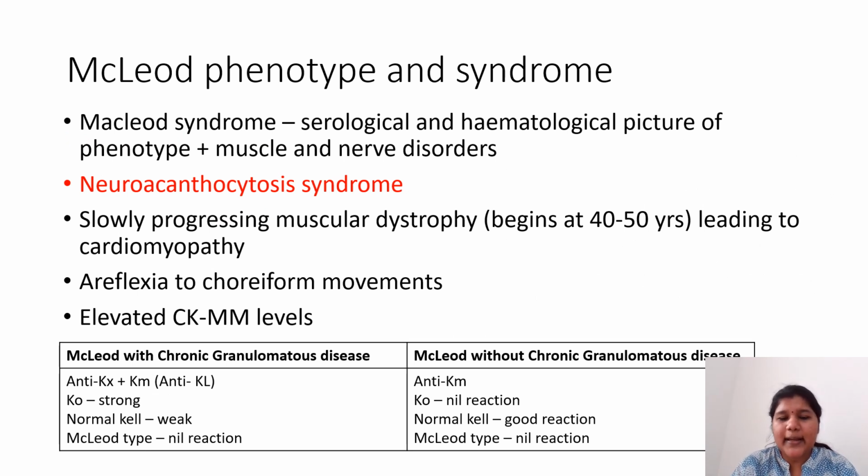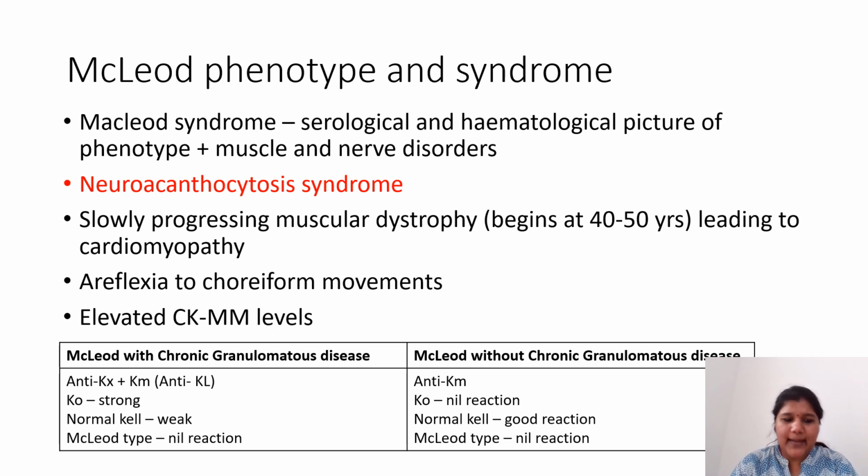In the McLeod syndrome, there are serological and hematological features of the phenotype, along with muscle and nerve disorders. Therefore, this is called the neuroacanthocytosis syndrome. Slowly progressive muscular dystrophy will be present beginning at the age of 40 to 50 years, leading to cardiomyopathy and cardiomegaly. There is areflexia, that is loss of deep tendon reflexes, and choreiform movements. There is an elevated level of creatine kinase MM.